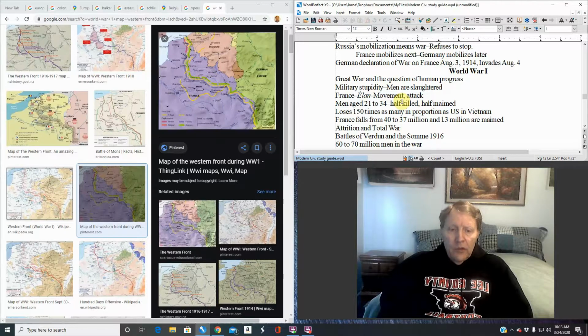And of the surviving, this 37 million, about 1.3 million have been maimed. So the population of France would now be what? What would that be? See if I can subtract that. It'd be 35 million, 35.5 million people that are alive and whole. This is a slaughter on a huge scale.